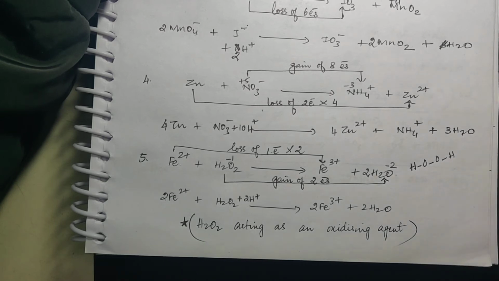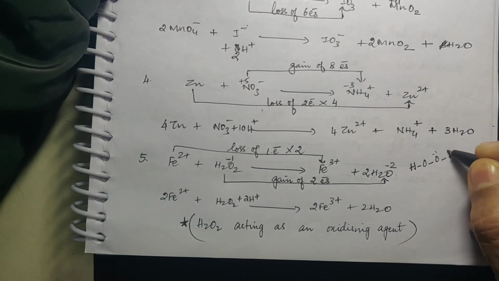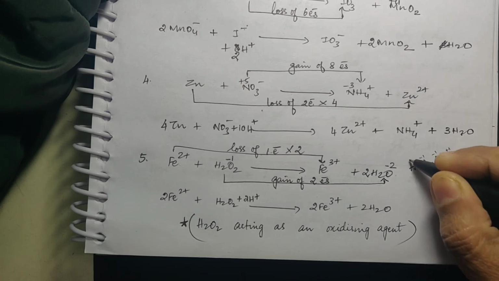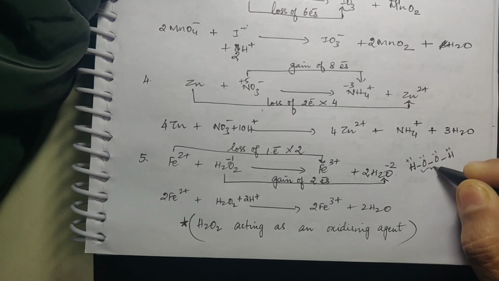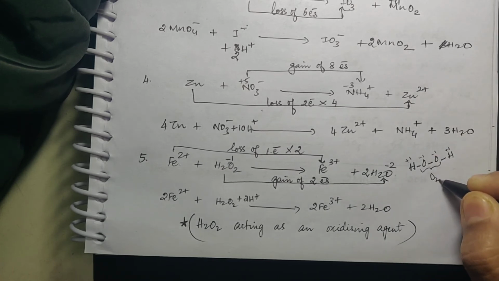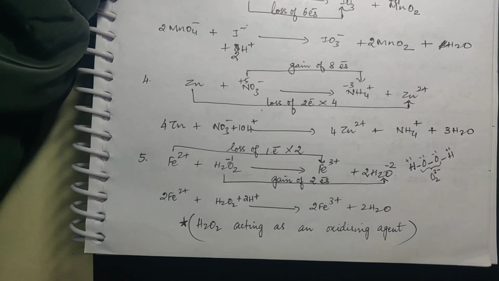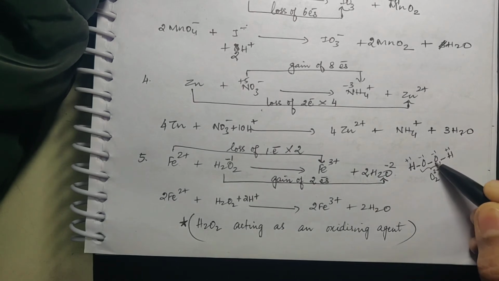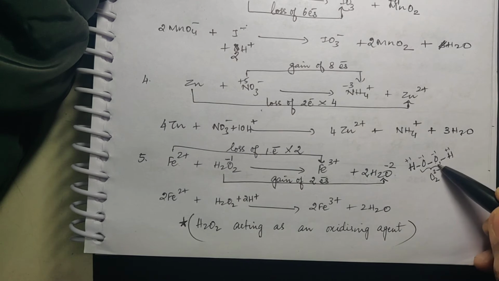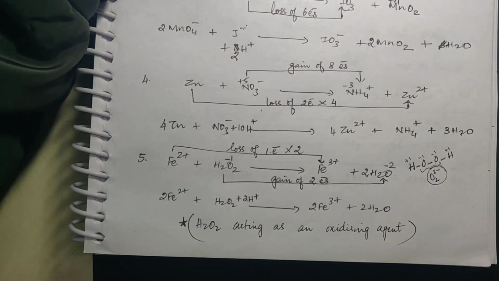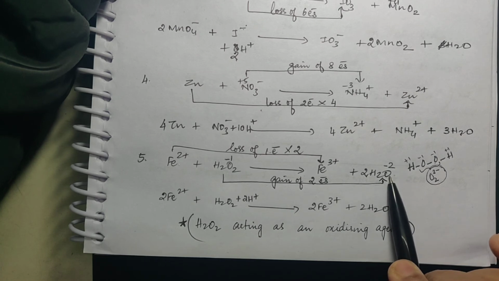This is the structure. Okay. So this is -1, this is +1, again this is -1, this is +1. So on the whole, the peroxide ion is O2 2 negative. Try to understand this clearly. O2 2 negative, this is your peroxide ion. Okay. Now that is getting converted into water.